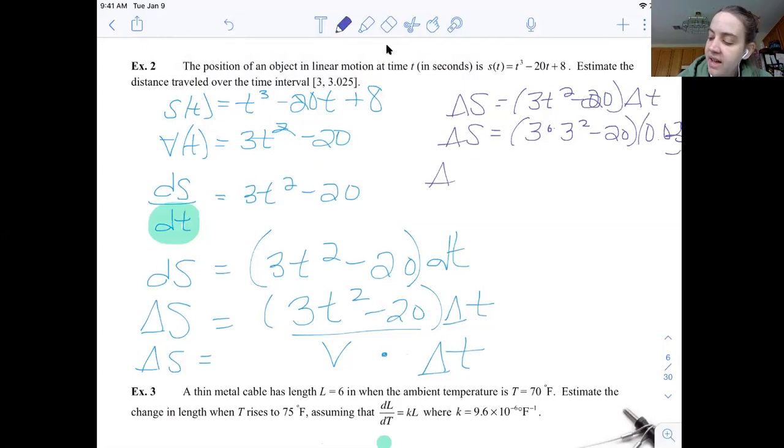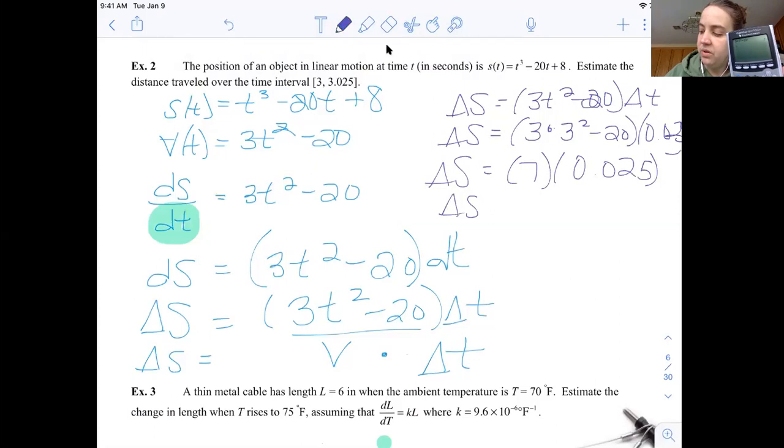So delta s. I've got my handy calculator. So I've got 3 times 3 squared minus 20 is 7. And 0.025. So 7 times 0.025 is 0.175.